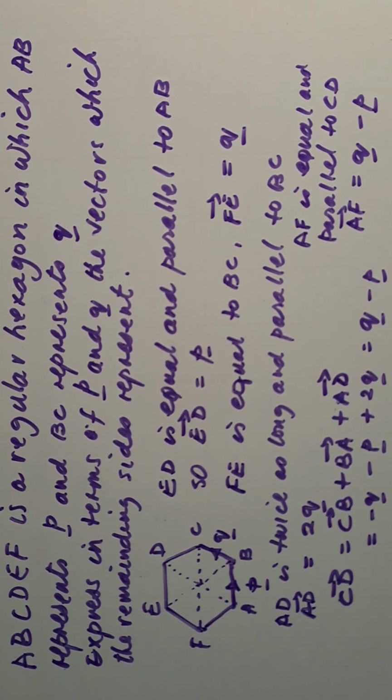Pay close attention to the notation here. When you don't see an arrow or an underscore, which indicates that it's a vector, then it's considered the magnitude of, let's say, E to D, and not a vector.